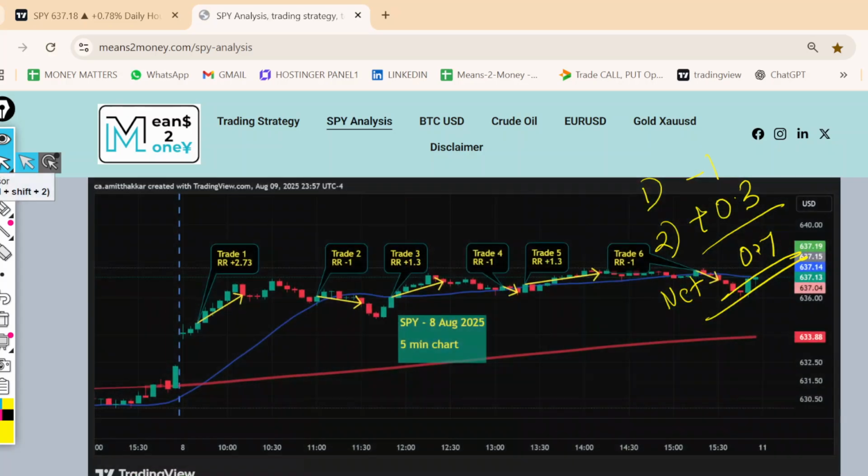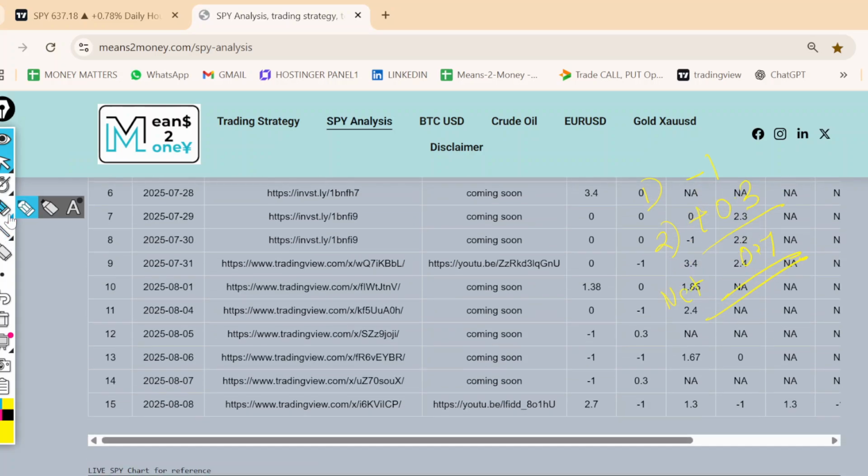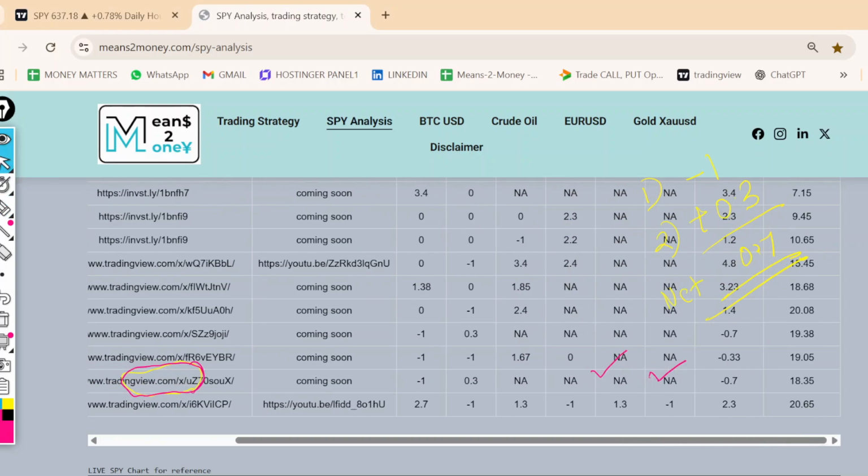If you see SPY analysis, on the 7th date. I'll change the color to red, it will be more visible. Blue I'll do. I think pink is okay. So on 7th August, we made two trades. First trade was -1, second is positive 0.3, and so net we made around 0.7 risk to reward ratio. Okay.